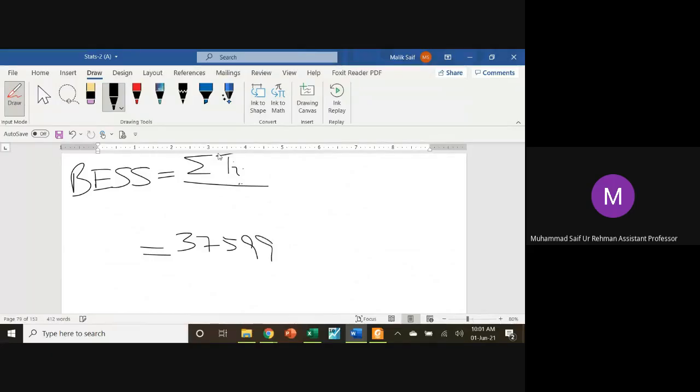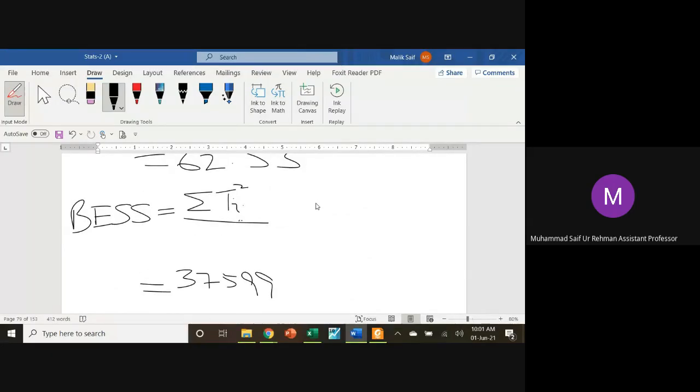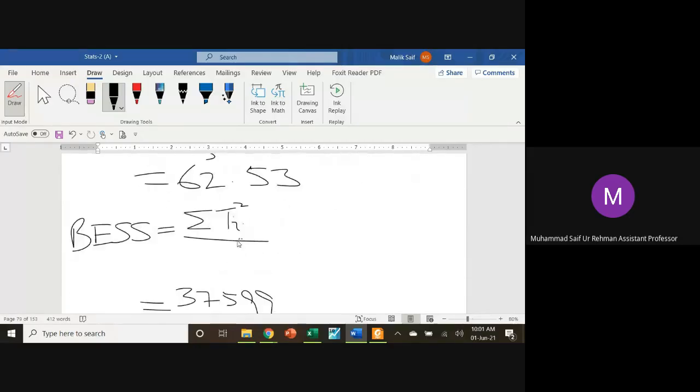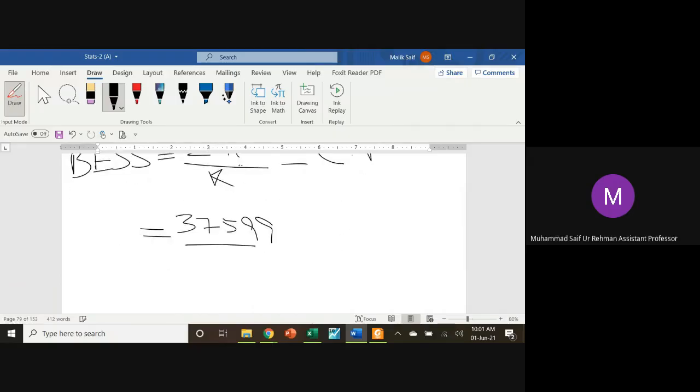Okay, and you have to divide it. In that case you divide with 5 because rows were 5, but in this case you will divide it with columns k minus correction factor. So how many columns are there? There are 3 columns. Minus 12499.27.